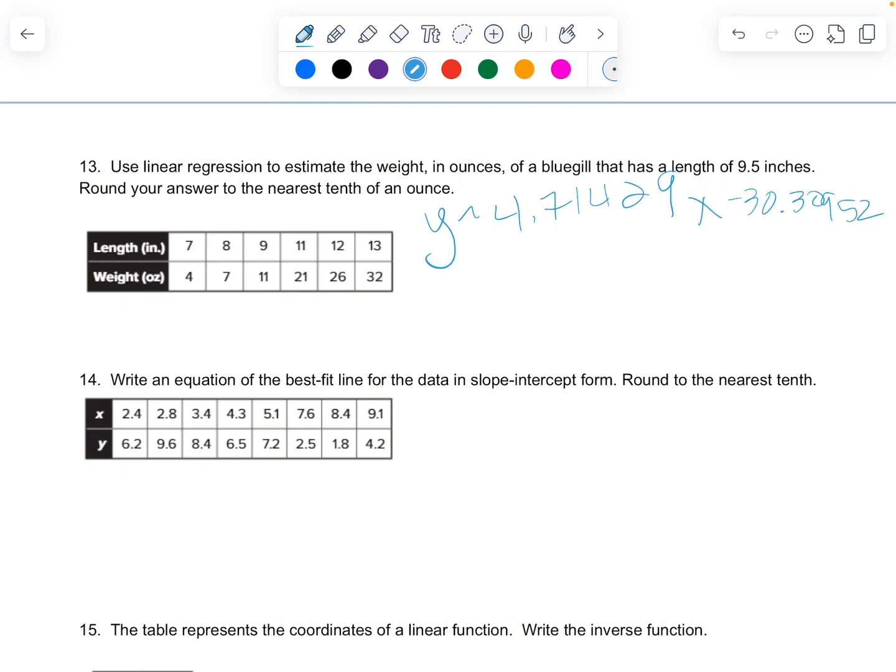So I put it into just my regular calculator, 4.71429, and multiply that by 9.5 and subtract 30.30952. And I would get y equals 14.5. And that would be ounces.